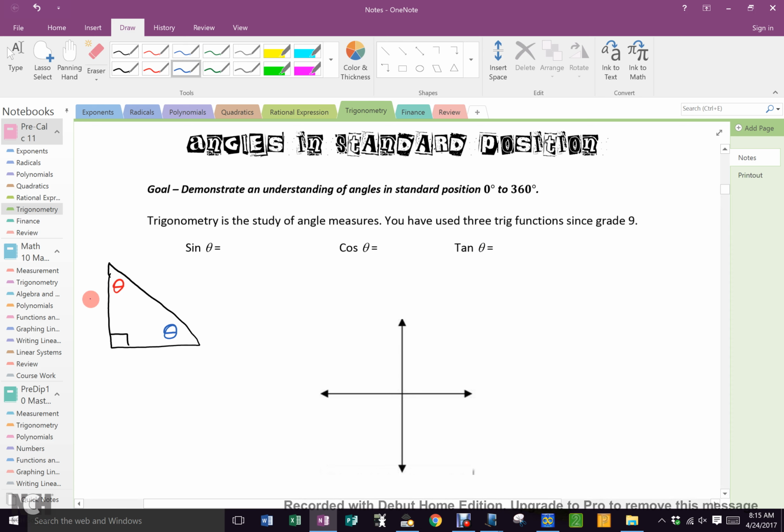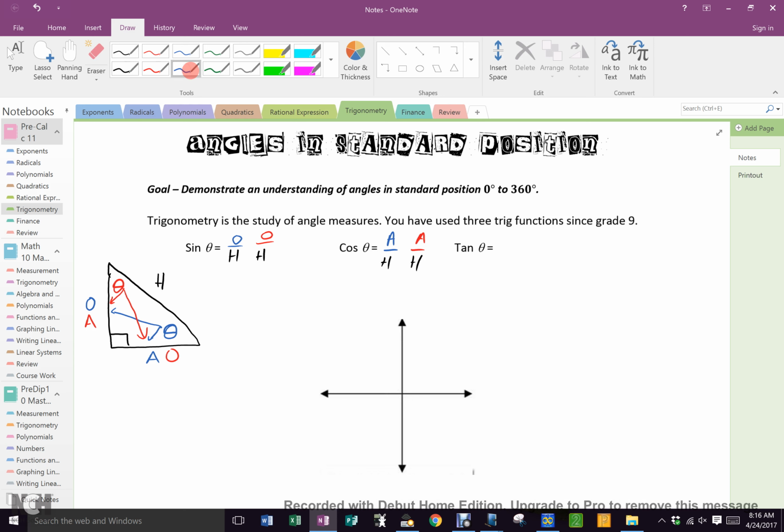For the blue theta, this is opposite because it's across. This is adjacent because it's beside, but not the hypotenuse. So for blue theta, O over A in blue letters. For red theta, it follows the same rules, except the O and the A switch places, depending on which angle you are seeking. For sine, same thing. Duh, it's not O over A, you idiot. It's O over H. For cosine, it's A over H, blue A over blue H, and red A over H for cos.